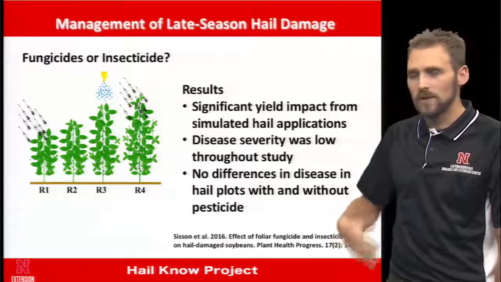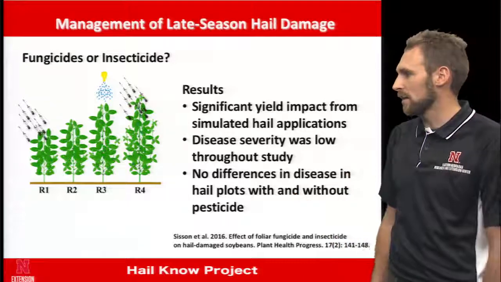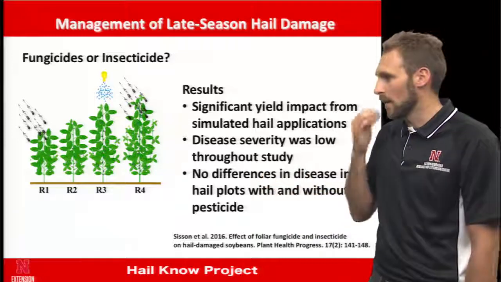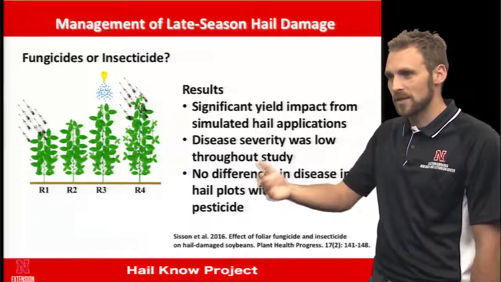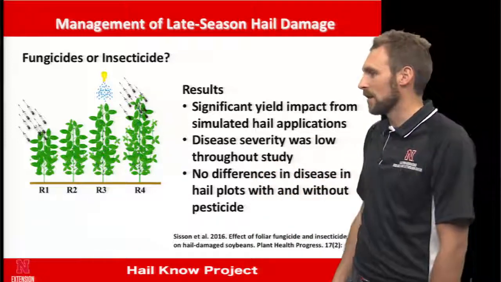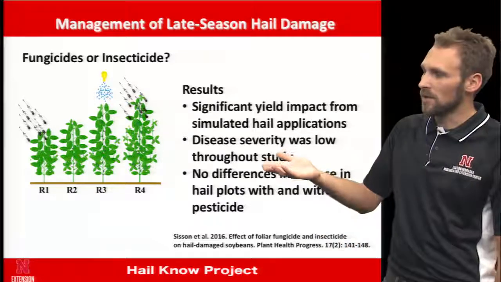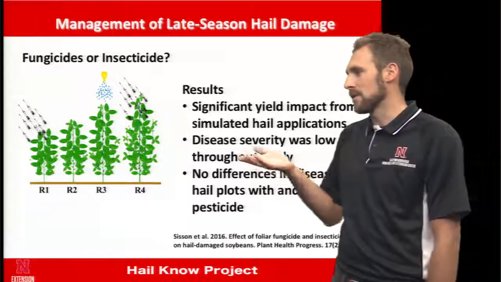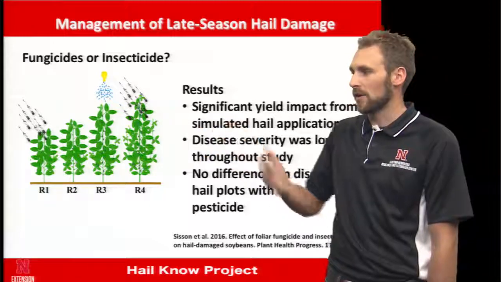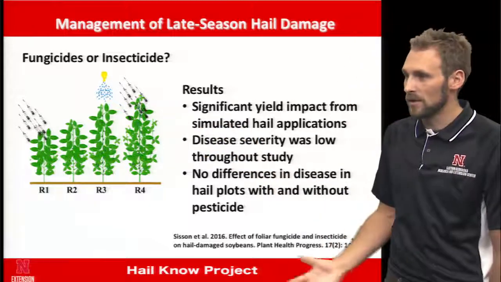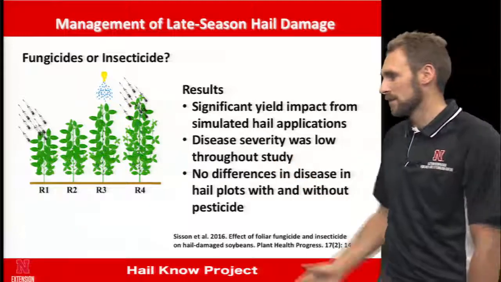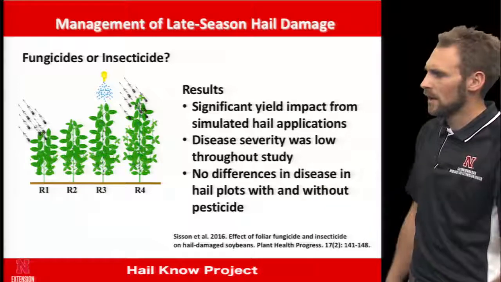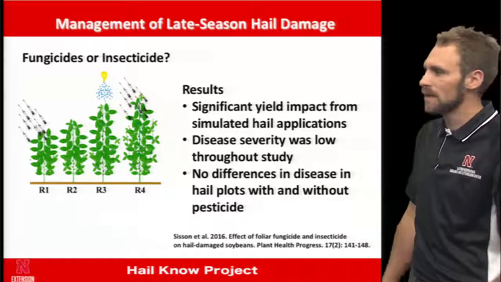So quite obvious, the hail alone had a significant impact on yield. That indicates the severity was high enough just from a hail standpoint, which is important when we're considering what crop we might be looking at and evaluating. Disease severity was low throughout the whole study though. So that tells you there's not a lot of interaction between the diseases out there and the hail that occurred, or at least it's not elevating the risk relative to an undamaged plant. And no differences in disease in hail plots with or without the pesticide.